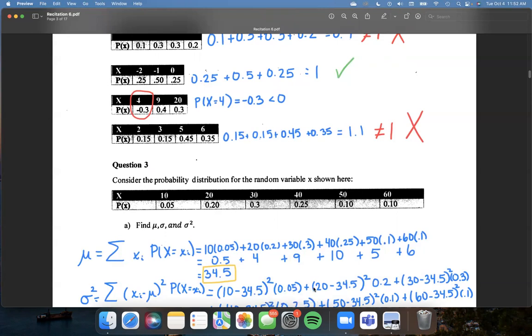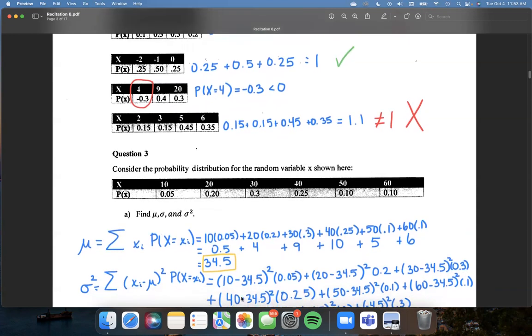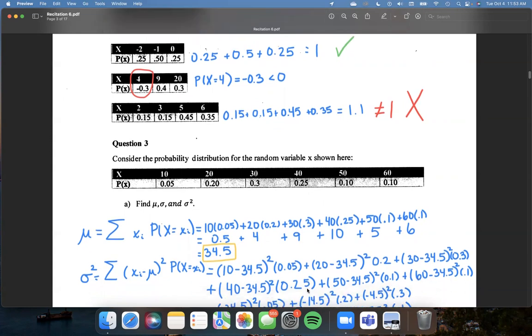So then next we have 20 minus, our mu is going to stay the same throughout all of this process. 20 minus 34.5 squared times 0.2 plus 30 minus 34.5 squared times 0.3, and then 40 minus 34.5 squared times 0.25, plus 50 minus 34.5 squared times 0.1, and then plus 60 minus our mean squared times 0.1.